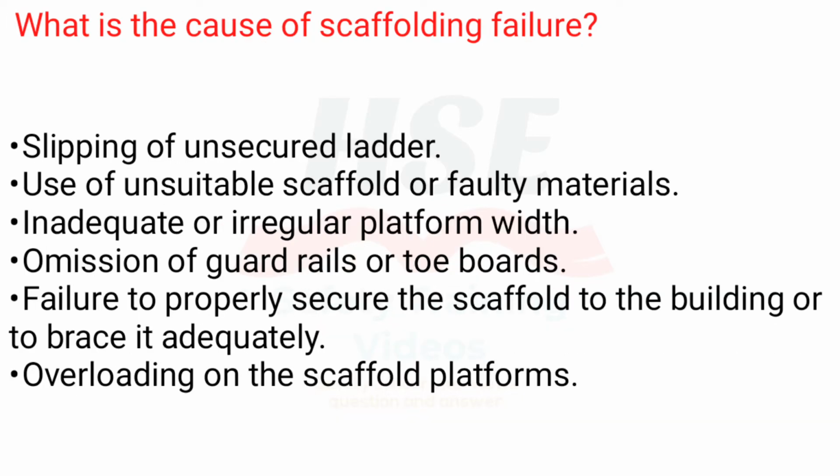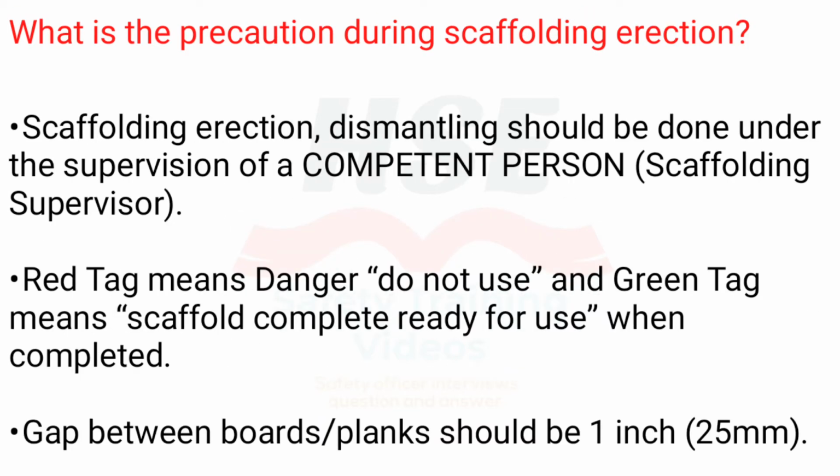What is the cause of scaffolding failure? Slipping of unsecured ladder, use of unsuitable scaffold or faulty materials, inadequate or irregular platform width, omission of guard rails or toe boards, failure to properly secure the scaffold to the building or to brace it adequately, overloading on the scaffold platforms. What is the precaution during scaffolding erection?